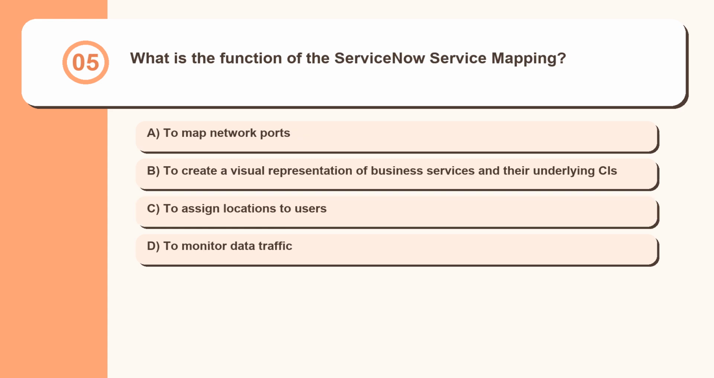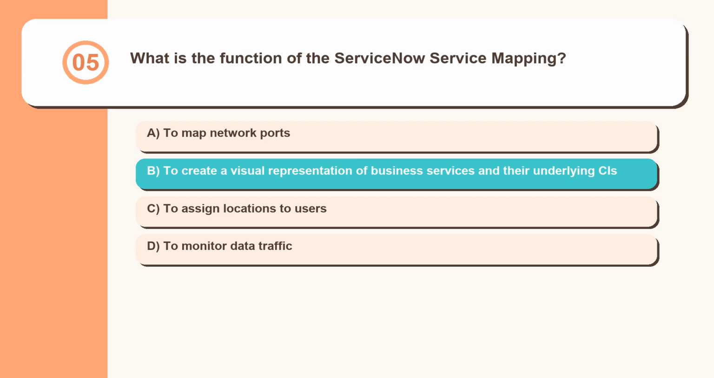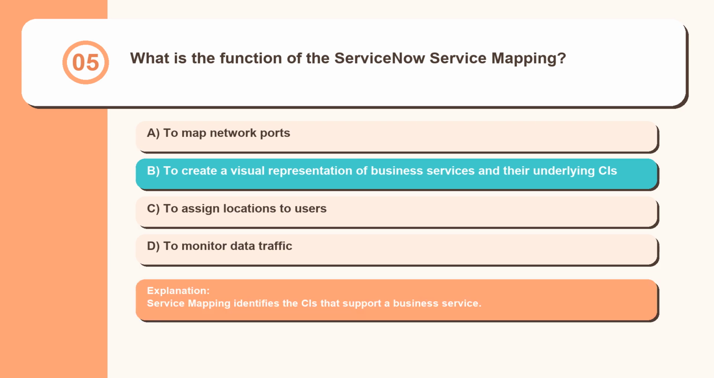Question 5. What is the function of the ServiceNow Service Mapping? To map network ports, to create a visual representation of business services and their underlying CIs, to assign locations to users, to monitor data traffic. Service Mapping identifies the CIs that support a business service.